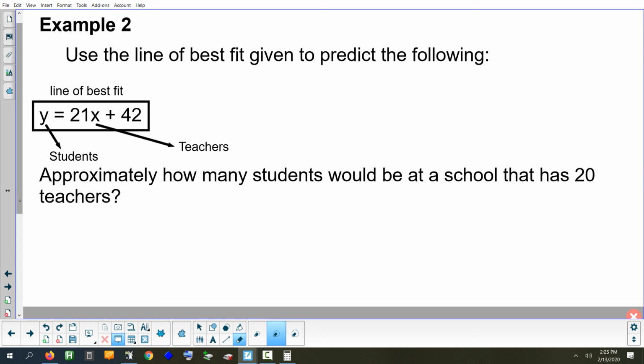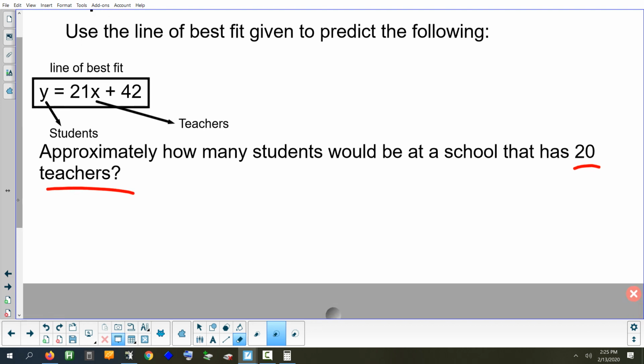Now remember, the formula is just a prediction. It's not a guarantee. Like, if you have 20 teachers, you don't have to have 500 students at a school. Maybe you have 510. Maybe you have 509. It's just a prediction. Right? So, 20 teachers. What letter would we fill in 20 for? Because it's 20 teachers. X. 20 teachers, and what letter are you going to solve for? Y. You're going to solve for Y, which is how many students at the school.